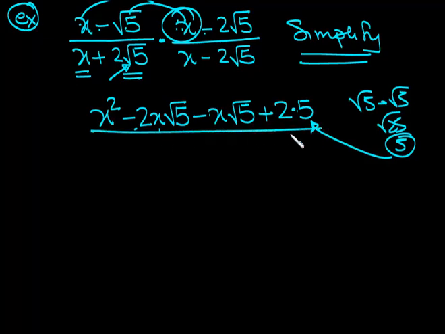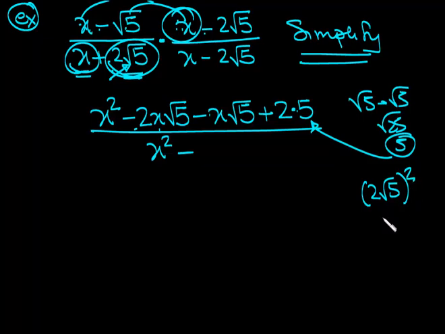The bottom is easy. Since we're multiplying two conjugates, we just square the first. What's x squared? It's just x squared. Put a minus in the middle, and you square the second. What is 2 square root of 5 squared? So you square 2, 2 squared is 4, and then you square this, you just get 5, so you get 20.